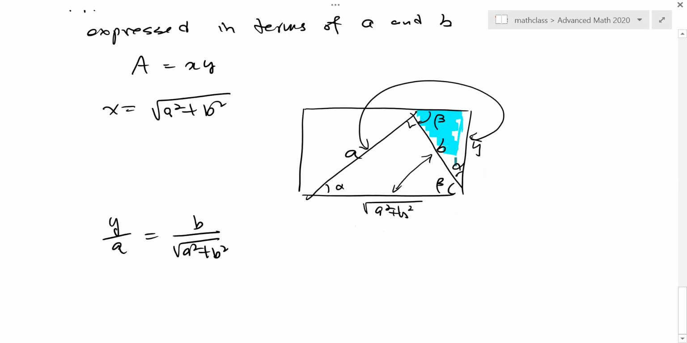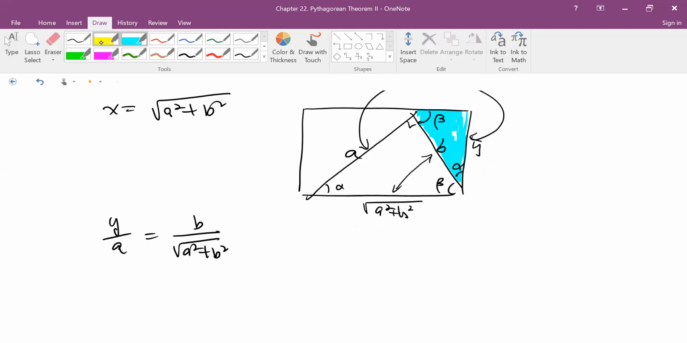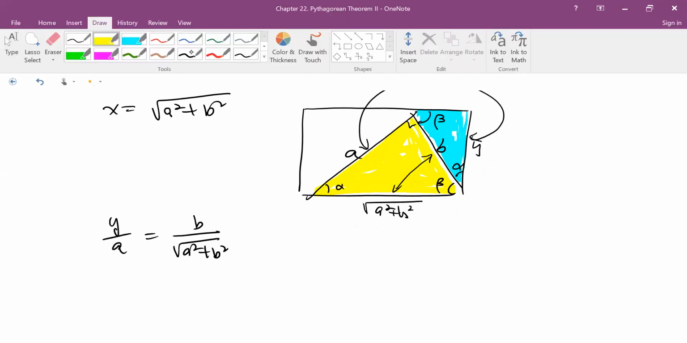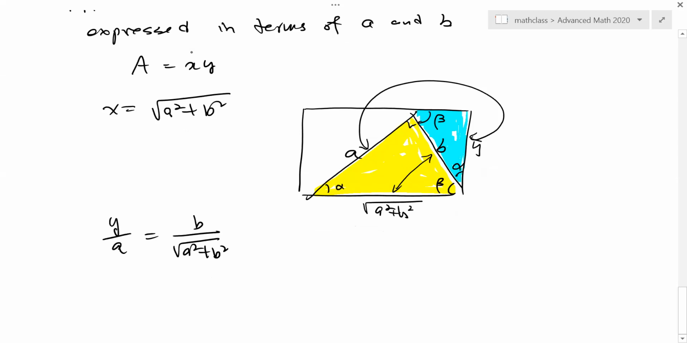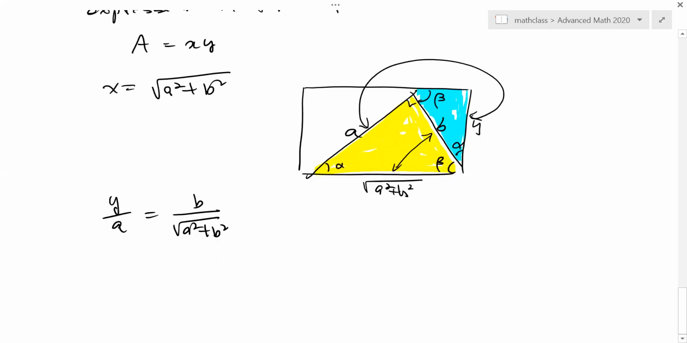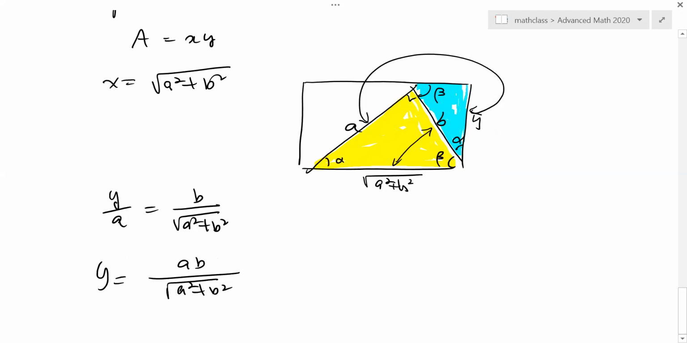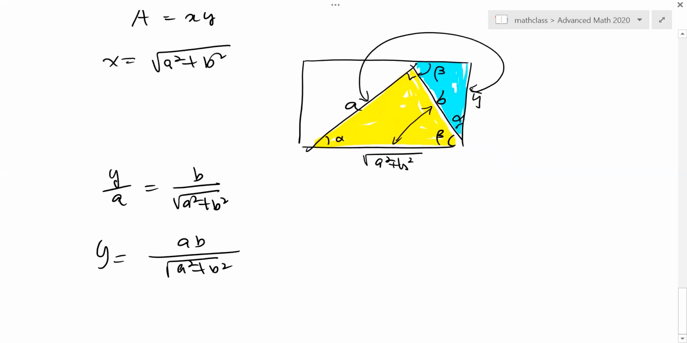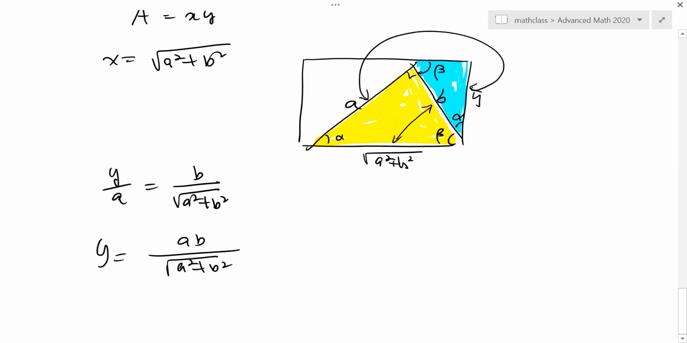This triangle, right? And there's the other triangle. These two triangles are similar, but you need to find the corresponding side. So y corresponds to A and B corresponds to, this is the hypotenuse, right? Then you get y equals AB over square root of A square plus B square. So once you get y, you can get x, right? And yeah, you already have x.